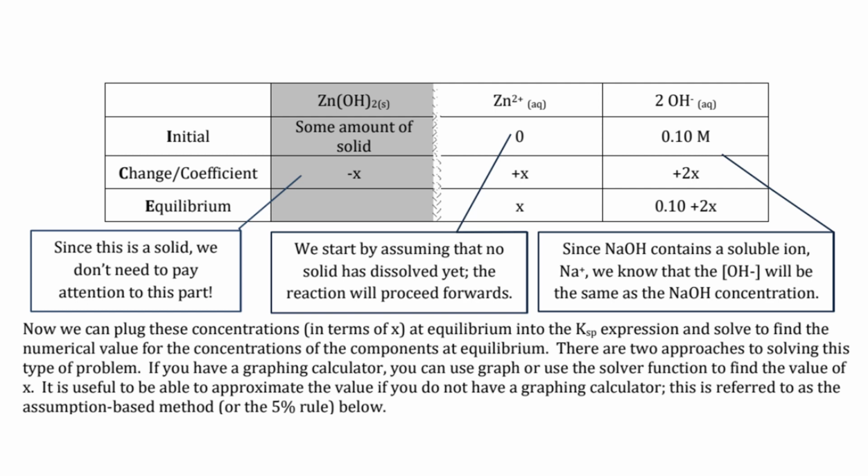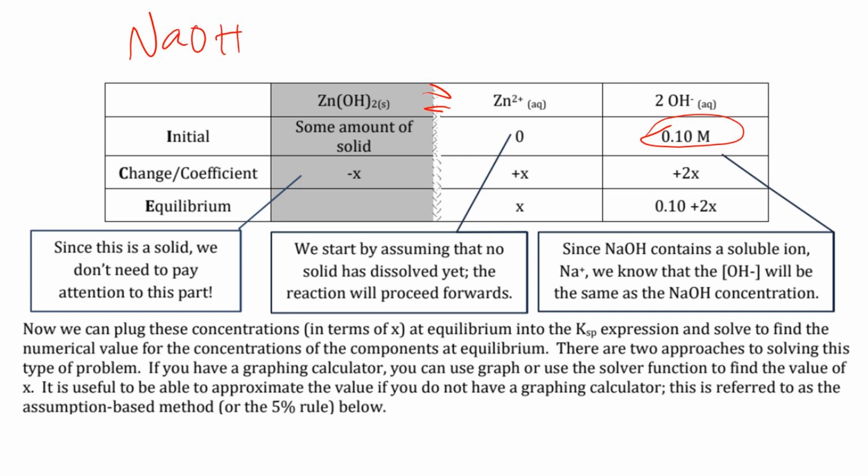Luckily, the zinc hydroxide is a salt, so it's added to solution as a solid, so we can ignore it completely, but you have to make sure that when you dissociate it, it's in the correct ratio. So zinc 2 plus and then 2 hydroxide ions. For my initial, since it says there's nothing dissolved yet, we're going to assume that the zinc 2 plus is 0. And then we actually have the concentration for the hydroxide ions from the NaOH.